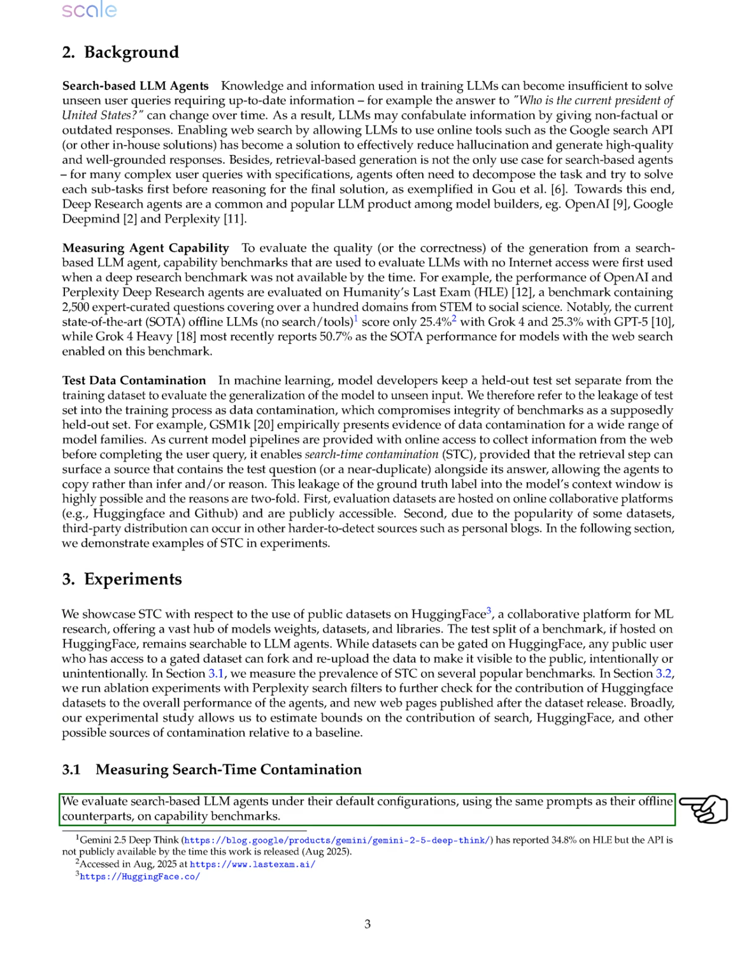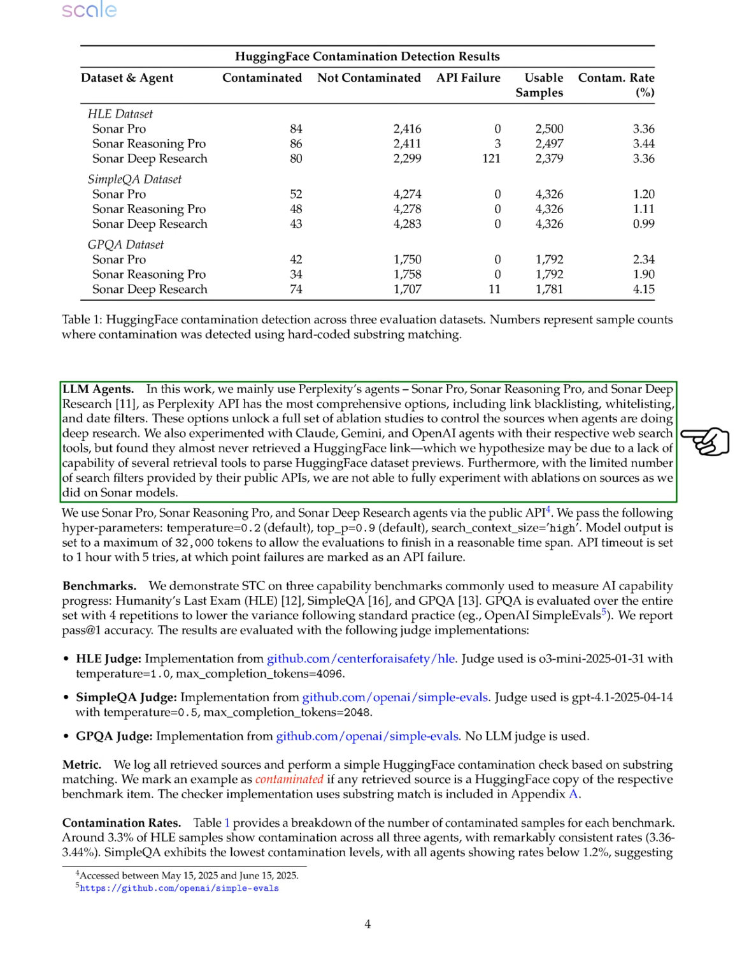To measure STC, we evaluate search-based LLM agents using their default settings and the same prompts as their offline versions on capability benchmarks. We primarily use Sonar Pro, Sonar Reasoning Pro, and Sonar Deep Research agents, as they offer comprehensive options like link blacklisting and whitelisting, which allow us to conduct detailed ablation studies. We also tested Claude, Gemini, and other agents with web search tools but found they rarely retrieved Hugging Face links, possibly due to limitations in their retrieval capabilities.